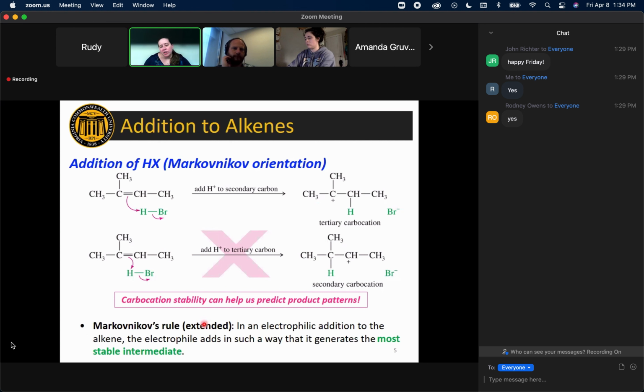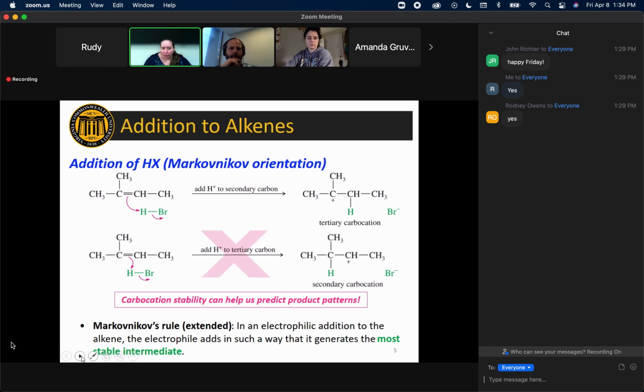So I rewrote Markovnikov's rule, the extended version, because I think that's really the most effective version. What that version tells us is that when we're doing electrophilic addition, that electrophile is going to add in the way that's going to generate the most stable intermediate, which in this case is the most stable carbocation up here in the top right, the tertiary carbocation. And so the product that we get out of addition of HX is a Markovnikov product.